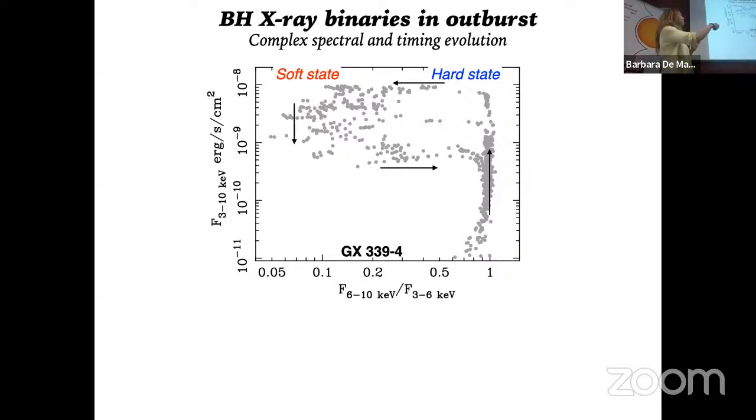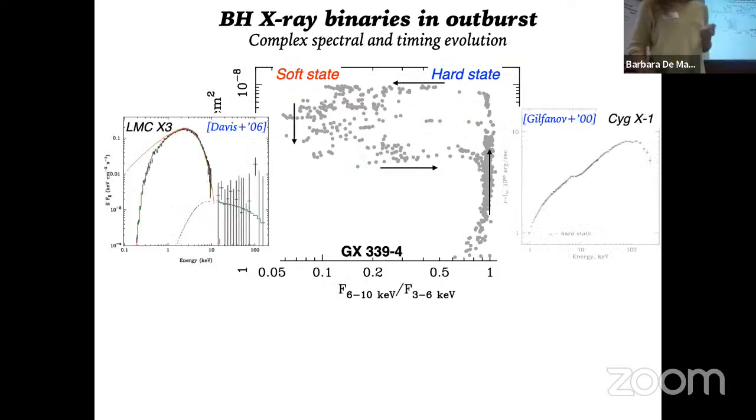There are many states here, but we can define two main states: the hard state and the soft state. They are called that based on the spectral properties of the source in these states. In the hard state, the spectrum is dominated by the hard X-ray comptonization component, which dominates above 1 keV. While in the soft state, the hard comptonization component dims, and the X-ray spectrum is dominated by the thermal emission from the disk.